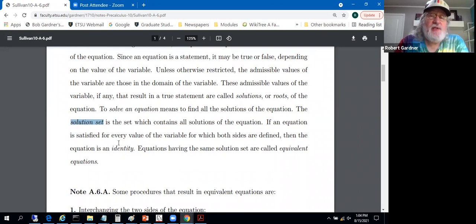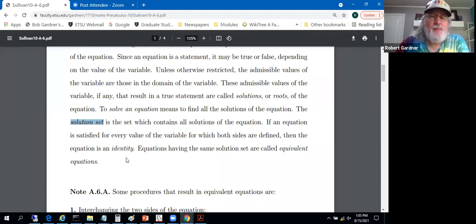If an equation is satisfied for every value of the variable for which both sides are defined, then the equation is called an identity. So regardless of what value the variable takes on, the equation is true. We might have something like x plus 1 equals x plus 1/2 plus 1/2 again. Well, those are identical. They're both x plus 1. No matter what x is, that equation is true. So it's called an identity.